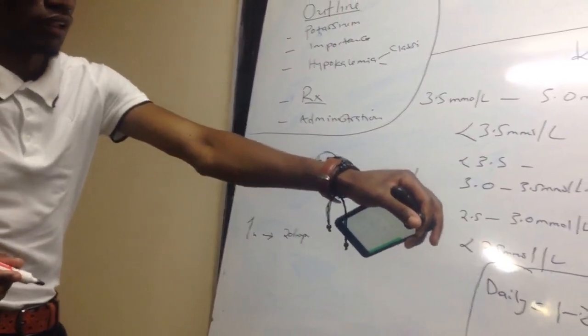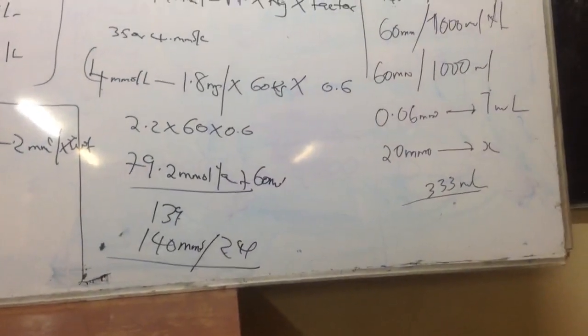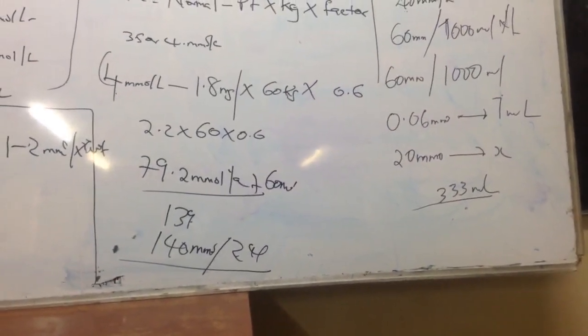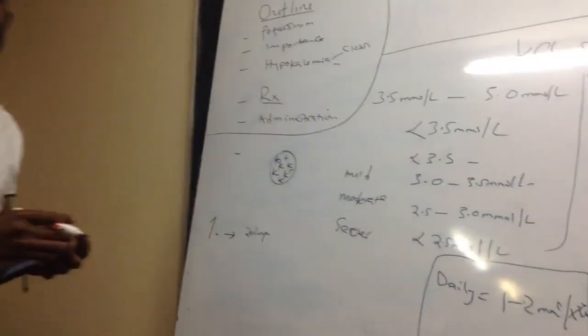333 mL. That one is per hour, so that's the number of mL per hour. Let's bring it down to per minute, because the next one we had. So what we do basically, this 333 mL is in 1 hour.